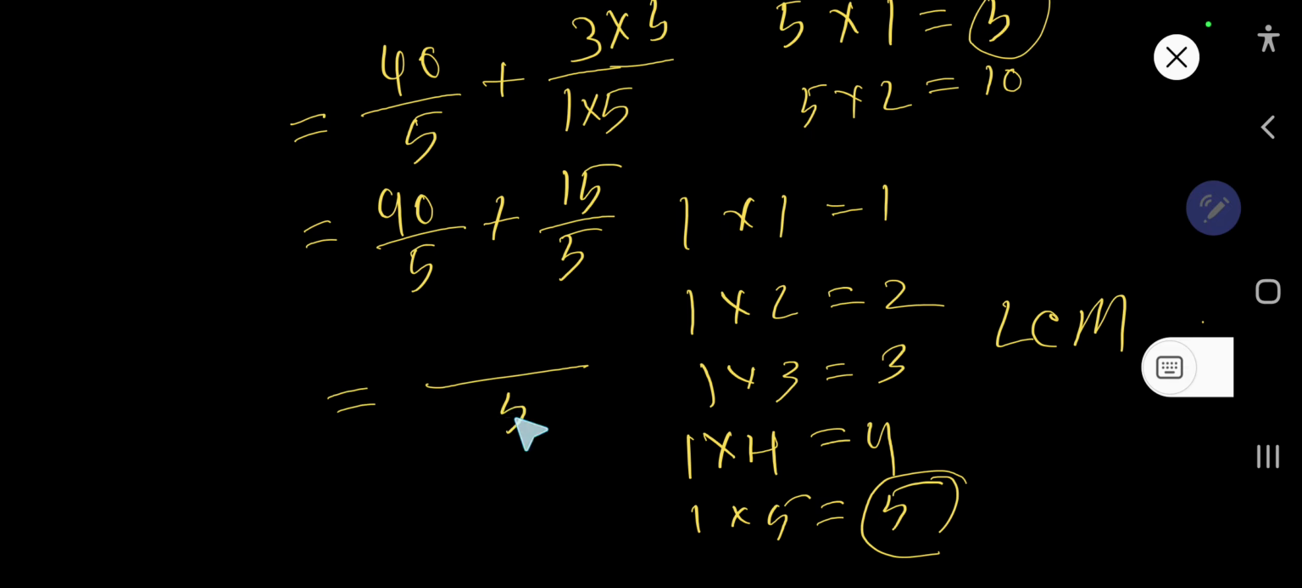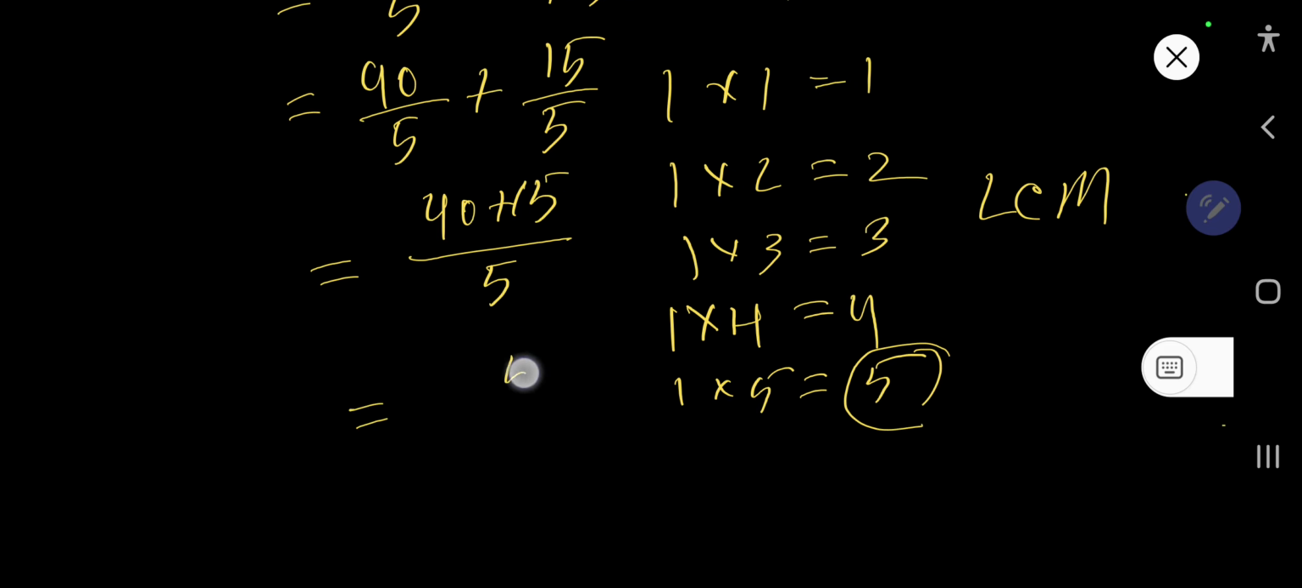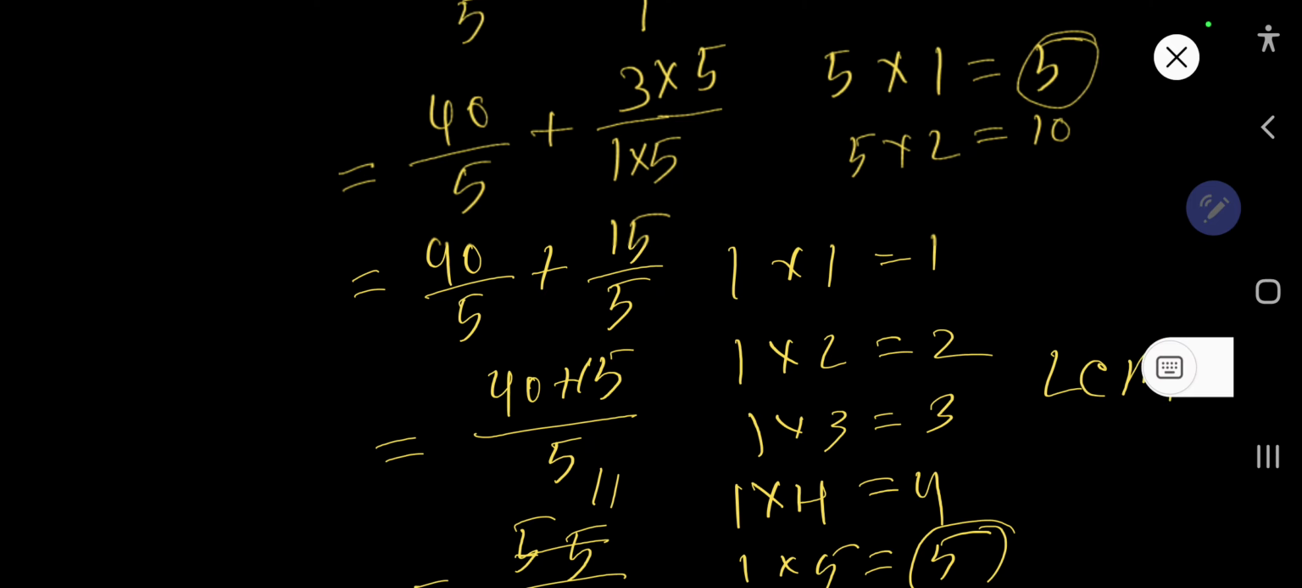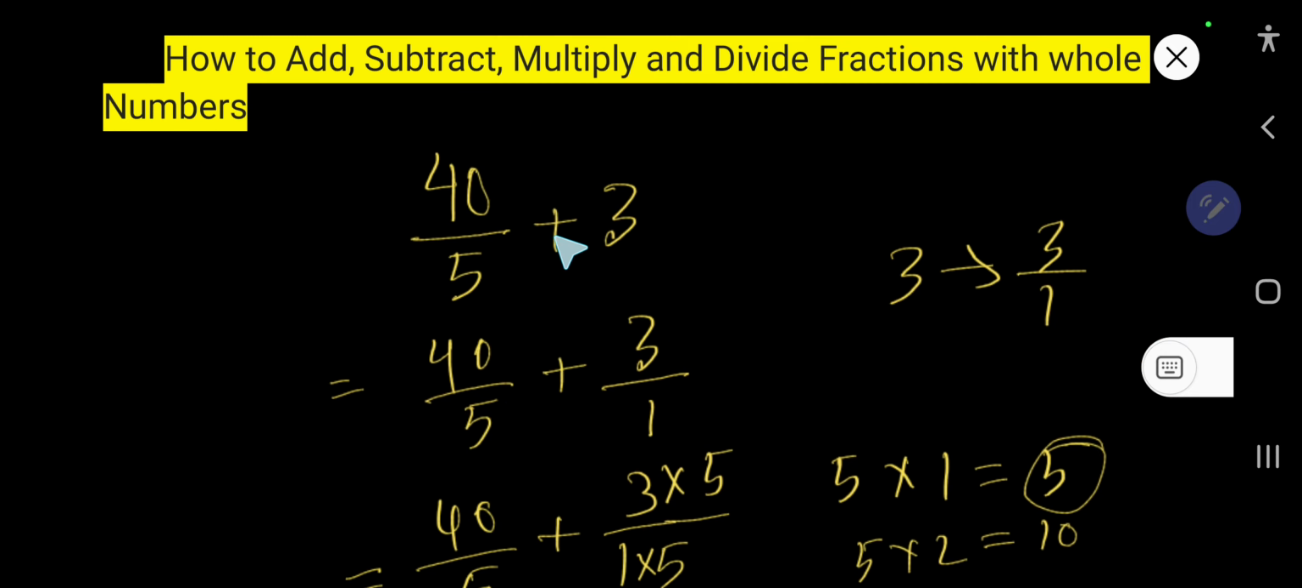Take the same denominator, 5, and you just need to add the top numbers. So you are getting here 55 divided by 5. Okay, so if you divide this 55 by 5, then you will get 11 and you will get 1. 11 over 1, that is 11. And 11 is the answer, right? So this is the example of addition of fractions.